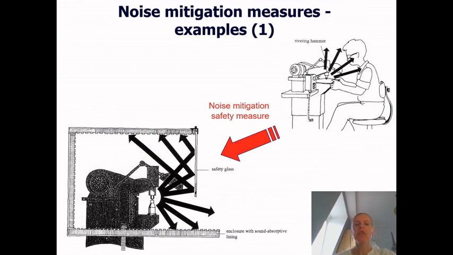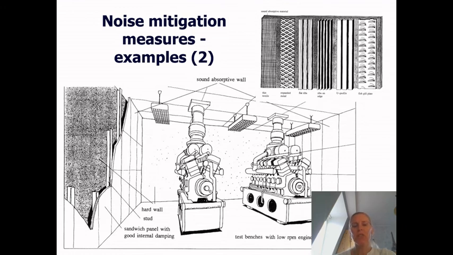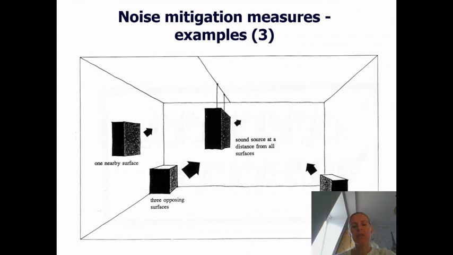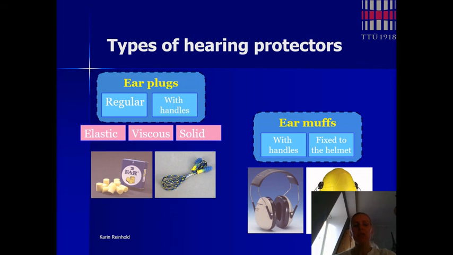There are several different noise mitigation measures. For instance, you can have a safety glass and enclosure with sound absorptive linings around the machines. But you can also use different walls which are sound absorptive. And you can place the noise emitting source into different locations in the room in order to produce less noise. Types of hearing protectors. We can talk about earplugs and earmuffs. Earplugs are more for one-time use as earmuffs for the longer time. And it is important to remind that earmuffs and earplugs protect from noise only when you use them continuously.